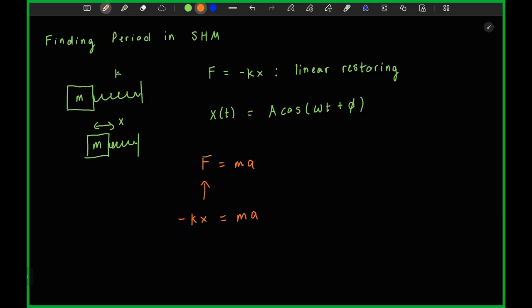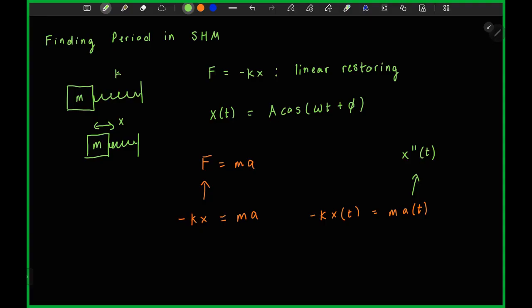Now, of course, we can see that our acceleration is not constant. So in reality, what we have here is negative kx of t equals ma of t, which means we do not yet have a solution for x as a function of time. But of course, we can think about the relationship between a of t and x of t, and we'll remember that a is x double prime of t, the second derivative of position with respect to time.